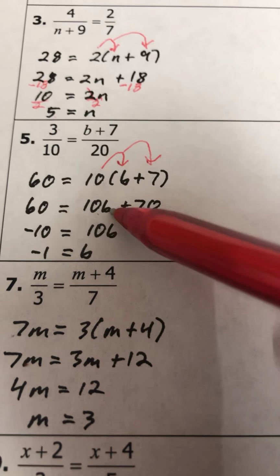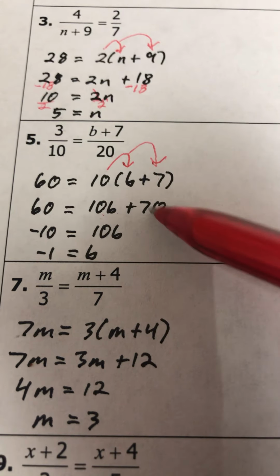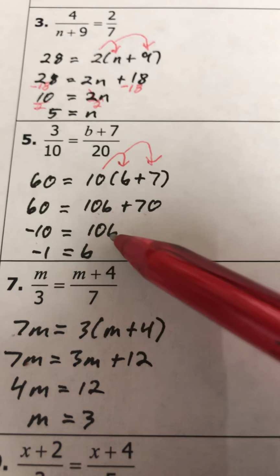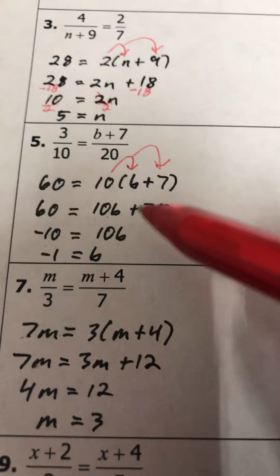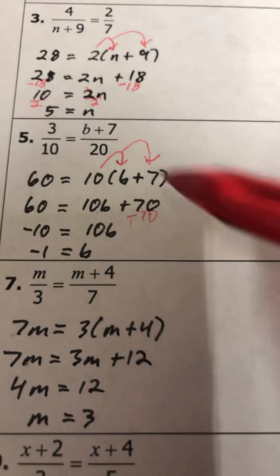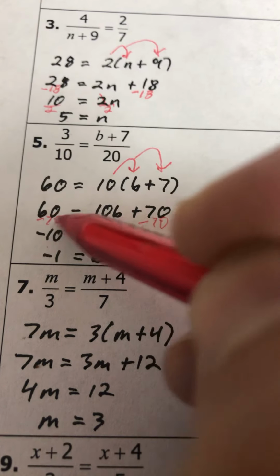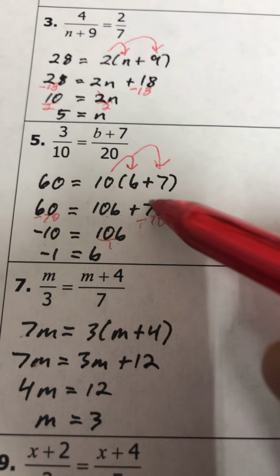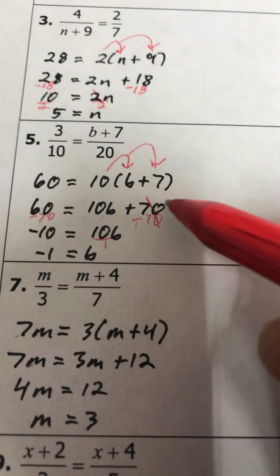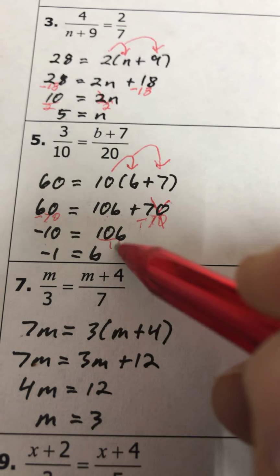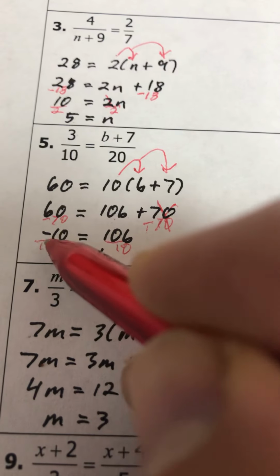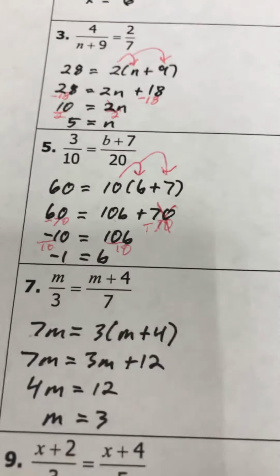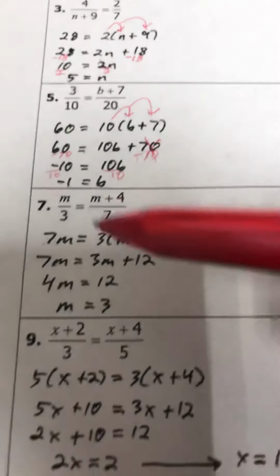So I have 10b, and I have 10 times 7 is 70. And so I subtracted 70 from both sides. Okay, and then I divided both sides. These cancel out. And then I divided by 10, divided by 10. Negative 10 divided by 10 is negative 1. So that's how my answer became negative 1b.